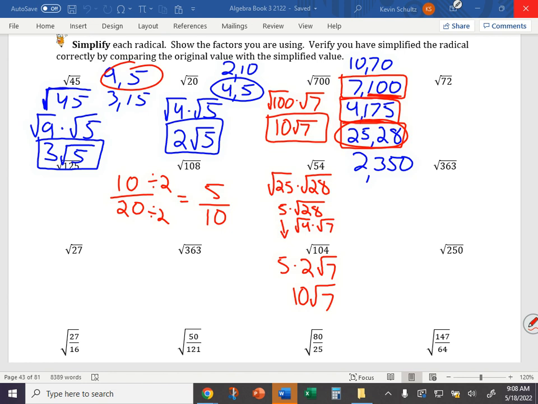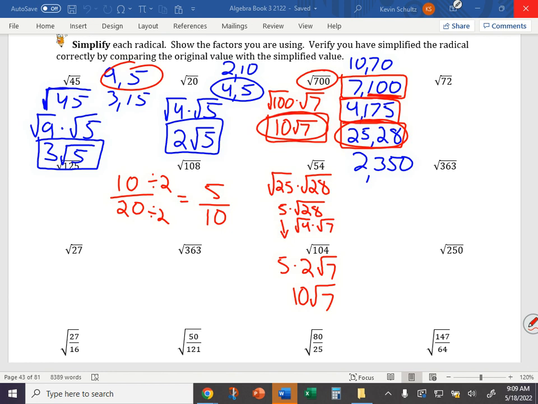How you can check your answer to see if you've done that part right is you can go to your calculator, enter in the root of 700, whatever nasty decimal that value is, then go in and enter 10 times root 7, and those two decimal values will be the same. Okay. So you can check your answer that way, but knowing whether or not you got all the way down to the simplest form, you kind of have to know your perfect squares and know what else you can divide by. Okay? Other questions?